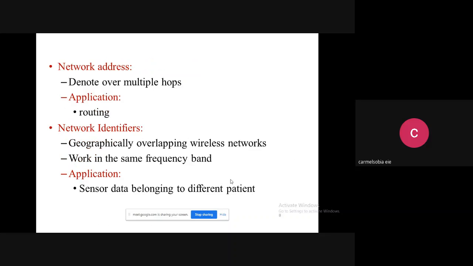The third one is the network address. The network address is used to find and denote a node over multiple hops. We can identify the address, because for the routing concept, the network address is very, very important. The next one is the network identifier. The network identifier is given where geographically overlapping wireless networks of the same type are working in the same frequency. So in the same band, you have to identify the network.